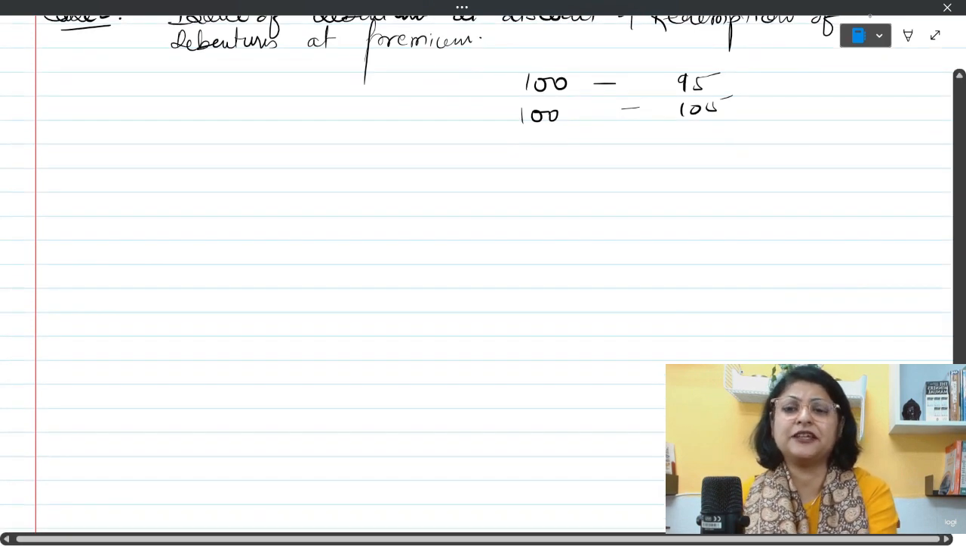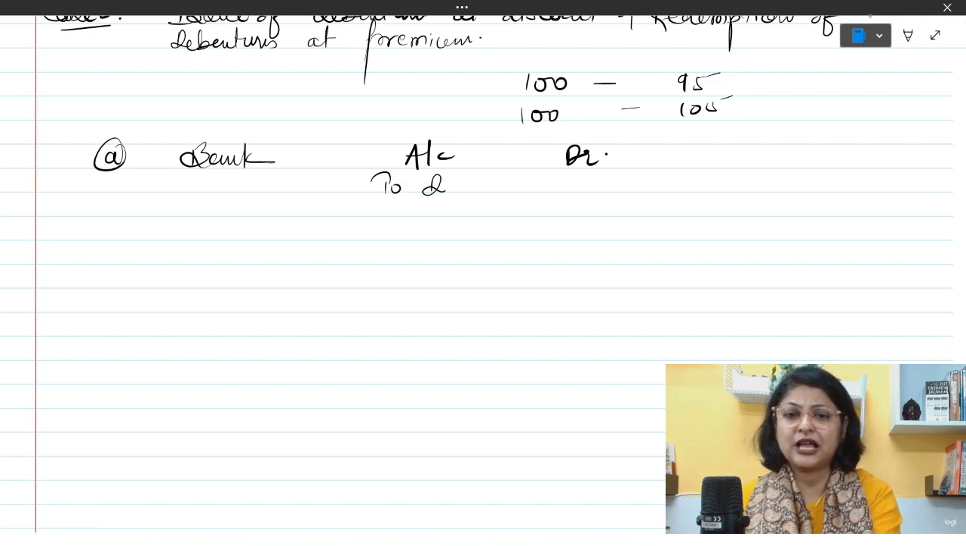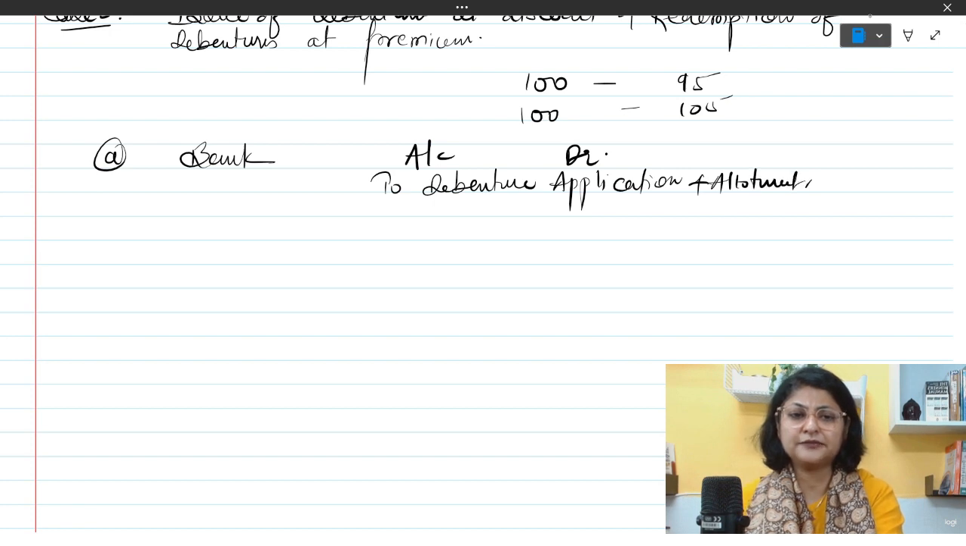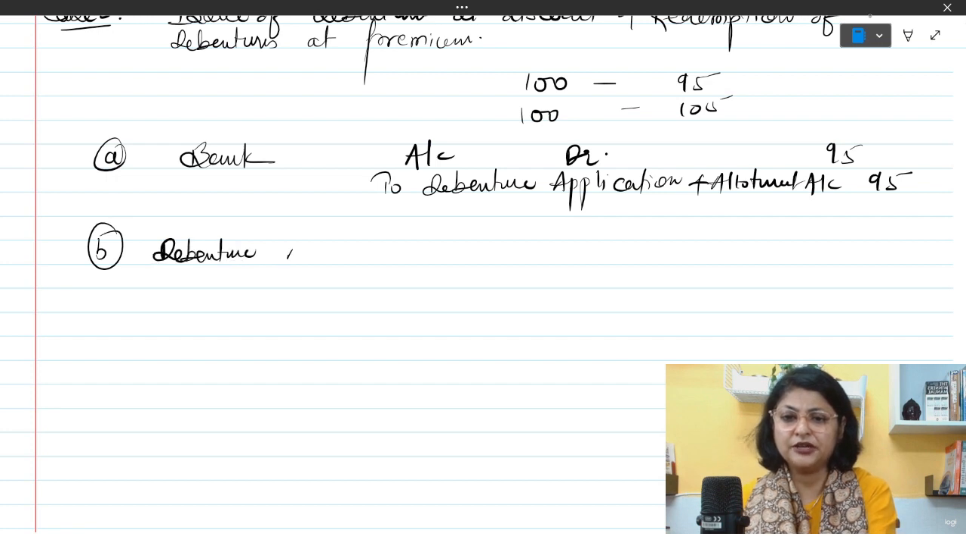Let's see, the first entry will be, as we have always passed, the entry is same, the amount is going to be different. So it will be bank account debit to debenture application and allotment. It will be a combined account always. And let's say this is 95 rupees as we discussed earlier. In entry number 2, you are going to pass the entry debenture application and allotment account debit.